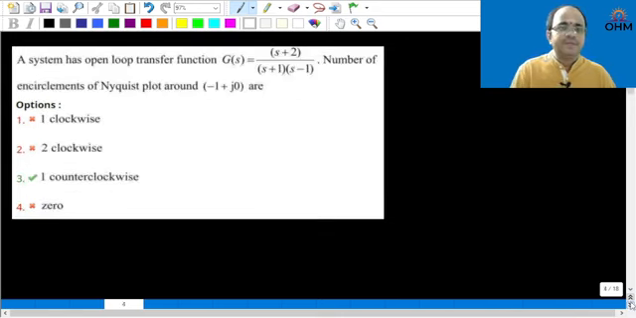Next one, a system has open loop transfer function G of S is equal to S plus 2 divided by S plus 1 into S minus 1. The number of encirclements of Nyquist plot around -1 plus J0 is asked. If you follow my classroom course, the same problem we discussed in the class also.